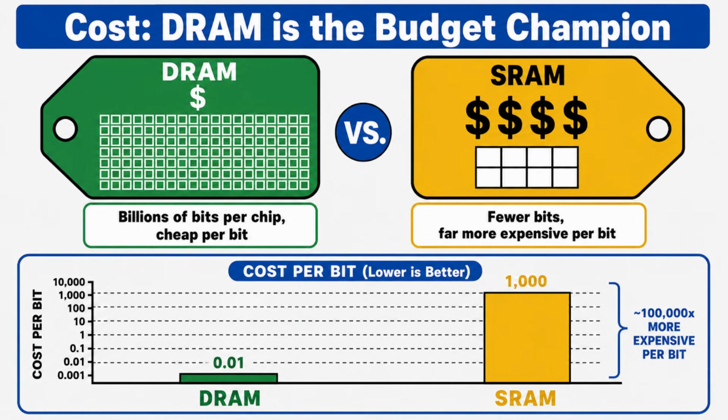But speed comes at a cost, literally. SRAM is significantly more expensive per bit than DRAM. Because each SRAM cell uses 6 transistors instead of 1, you can't pack as many cells onto the same chip area. DRAM can fit billions of bits onto a single chip at a very low cost. That's why your laptop has 8, 16, or even 64 gigabytes of DRAM as system RAM, but only a few megabytes of SRAM as CPU cache.